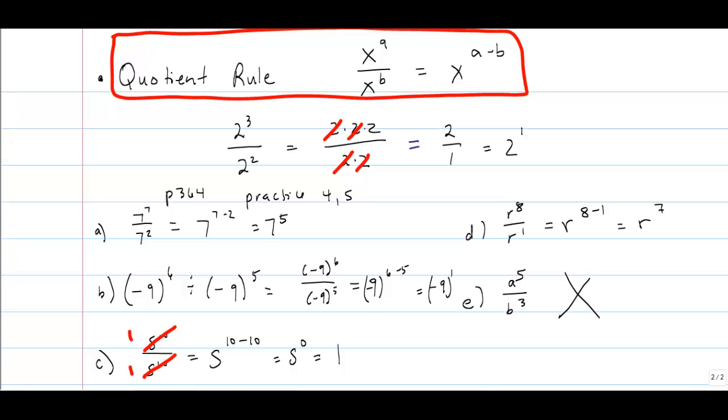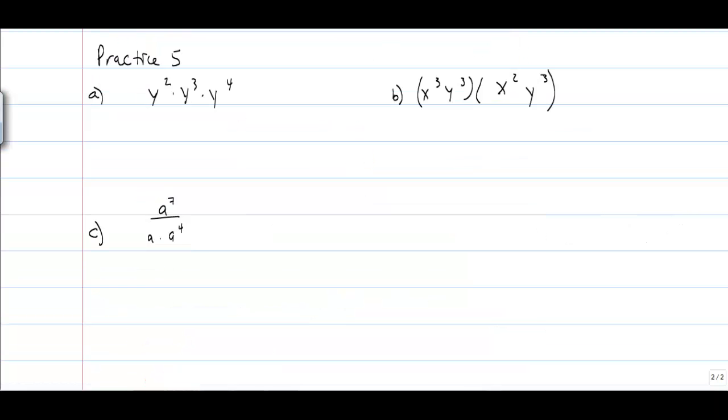Now let's look at practice number 5. Practice number 5 is asking you to combine the product rule and the quotient rule together. Alright, what A is having you do is realize that if I have a bunch of multiplications, that's the same thing as just adding together all the exponents. So y to the 2nd times y to the 3rd times y to the 4th is just y to the 2 plus 3 plus 4th power, or y to the 9th.